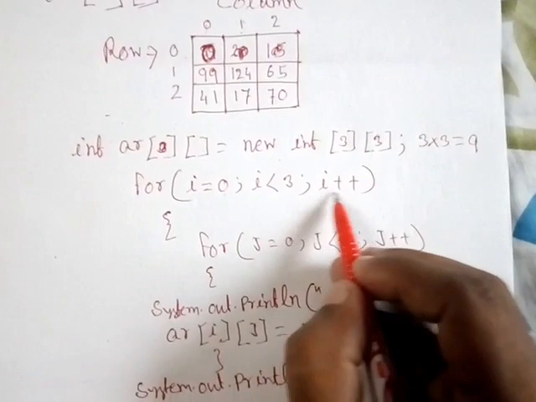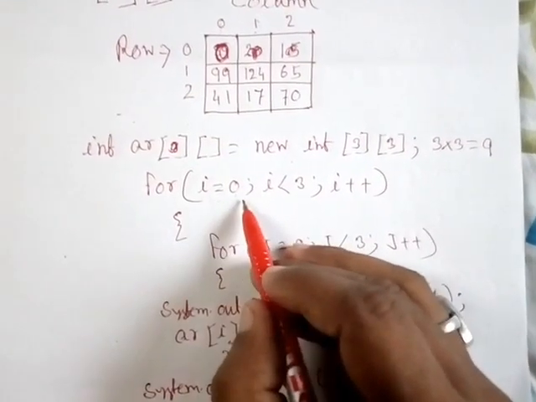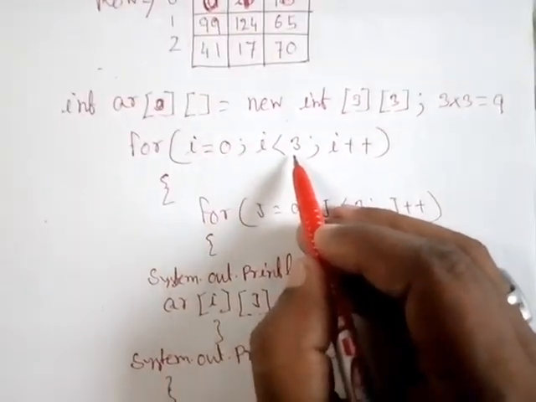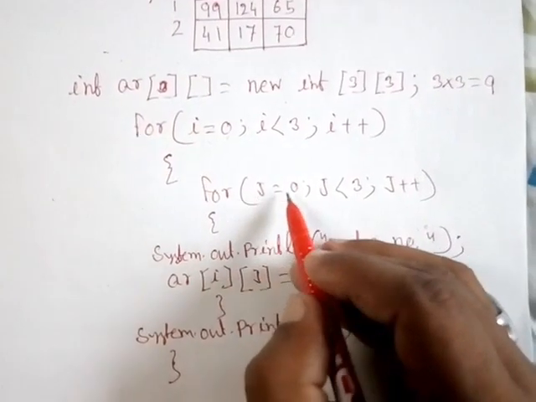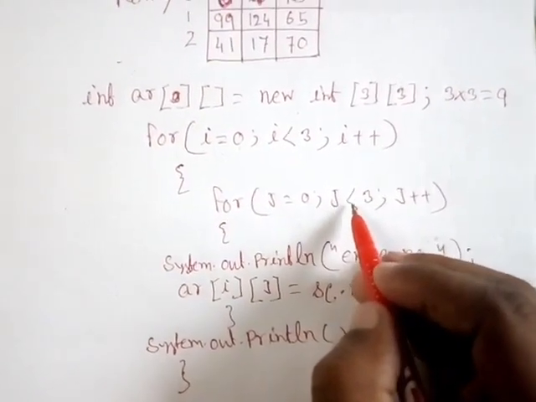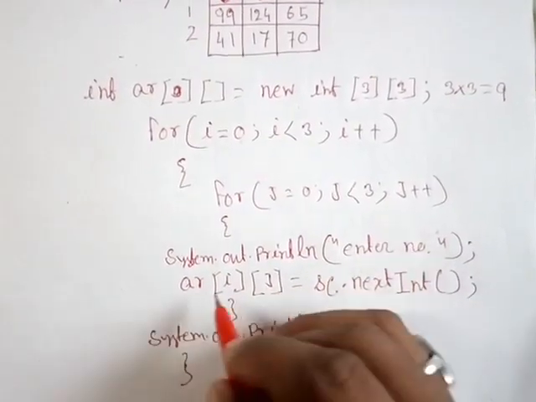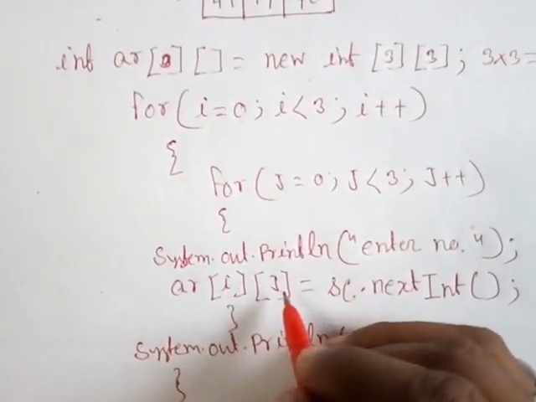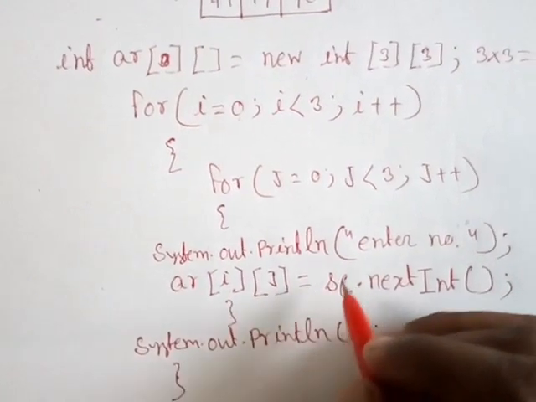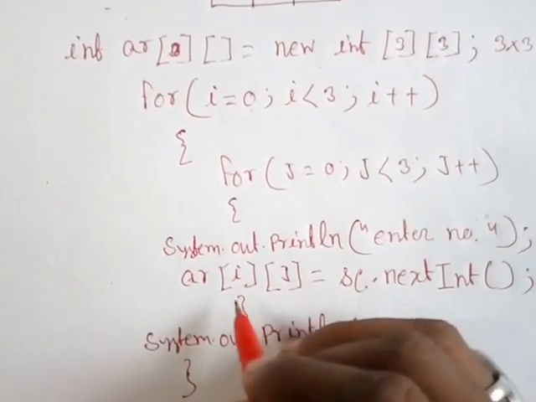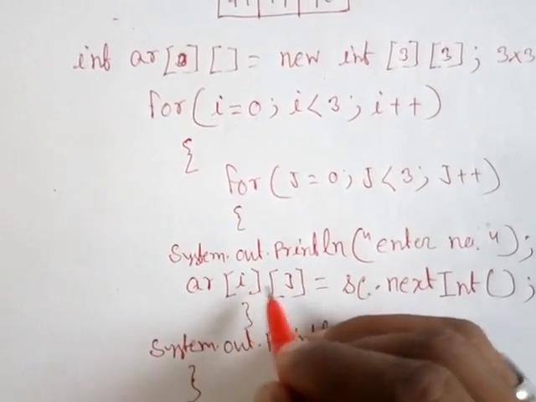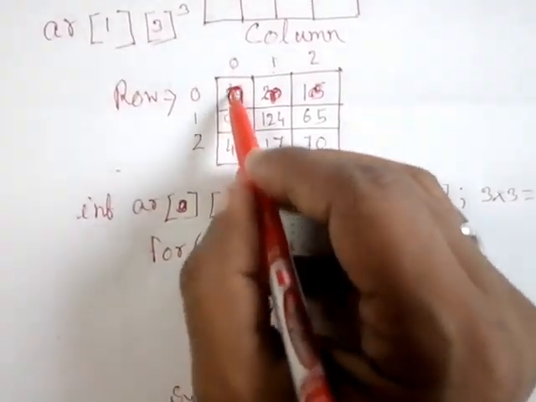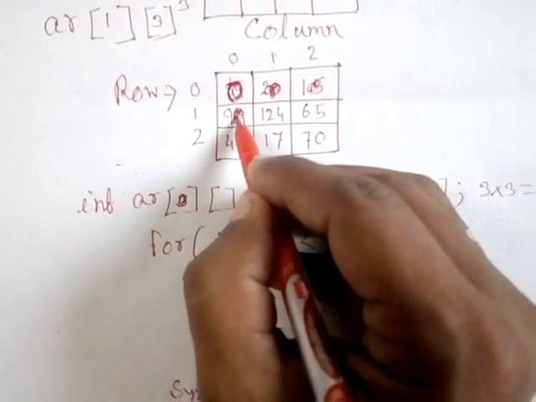And next time the value of I will become 1. I equal to 1, 1 less than 3. Yes, come down. Once again, j equal to 0. j less than 3. Yes, come down. Enter the number. AR[I][j] means AR[1][0]. The user will enter the value. Which place will that value go to? 1 0 index number. 1 0 means row 1 and column 0. See, row number 1, column number 0. That means this position. Understood, students?